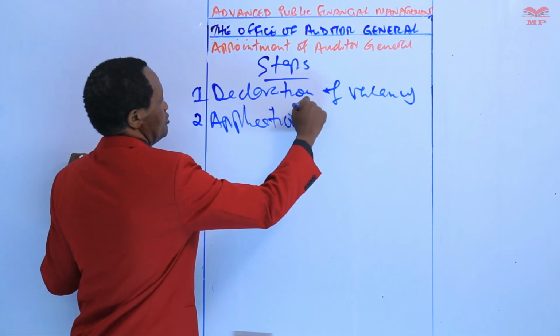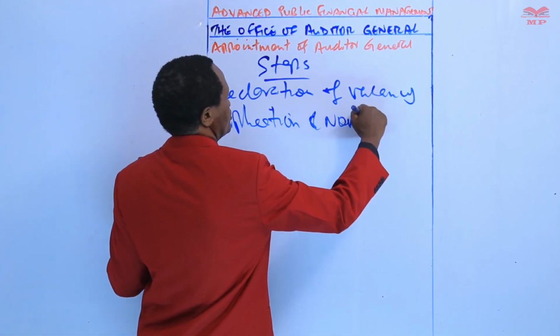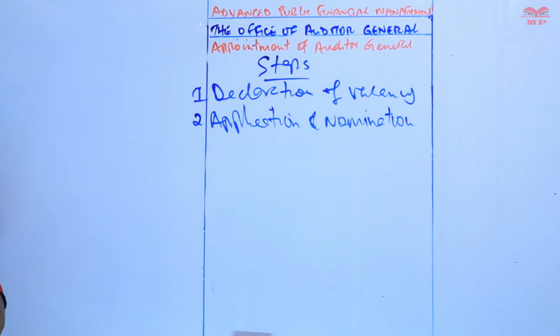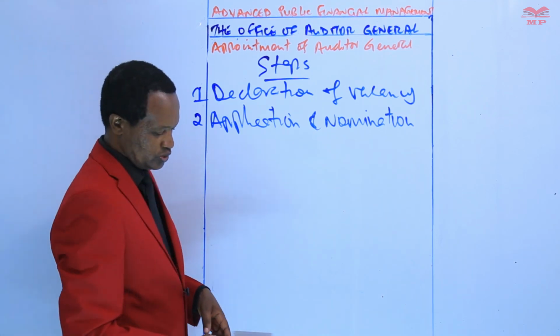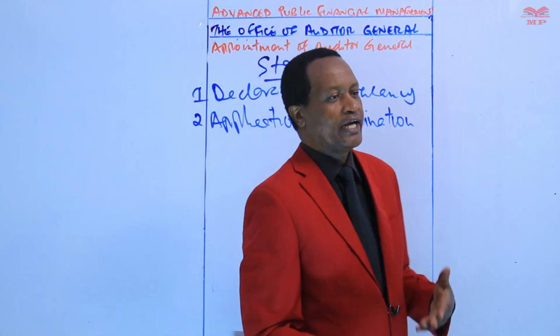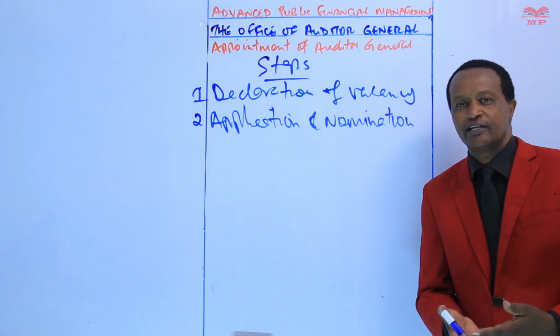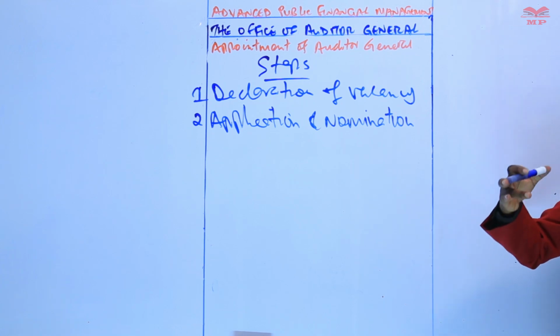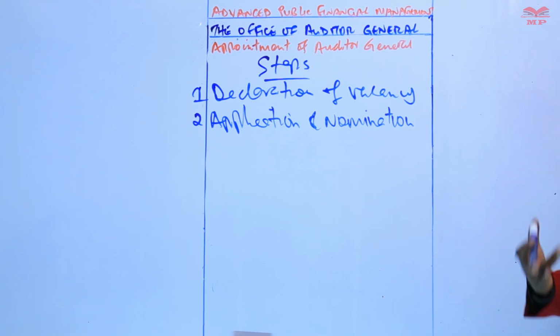Number 2 is application and nomination. Interested and qualified individuals are invited to apply in step number 2. Those who are interested are invited to do what? To apply, and applications are forwarded to the Public Service Commission, which is responsible for conducting the initial screening and shortlisting of candidates.